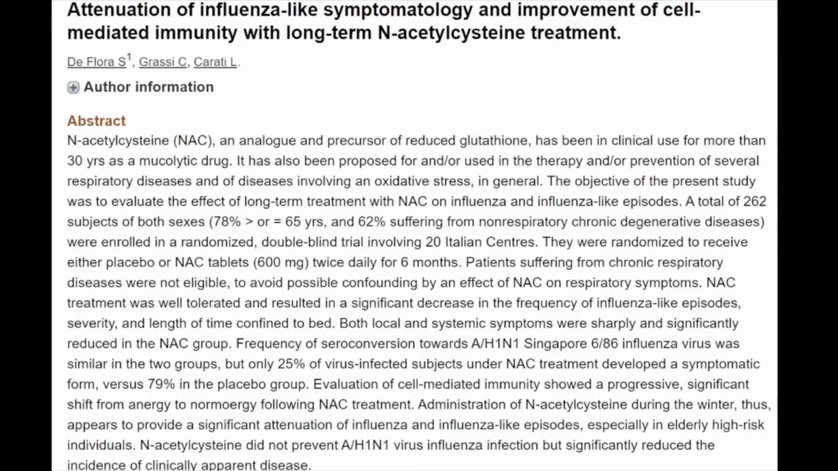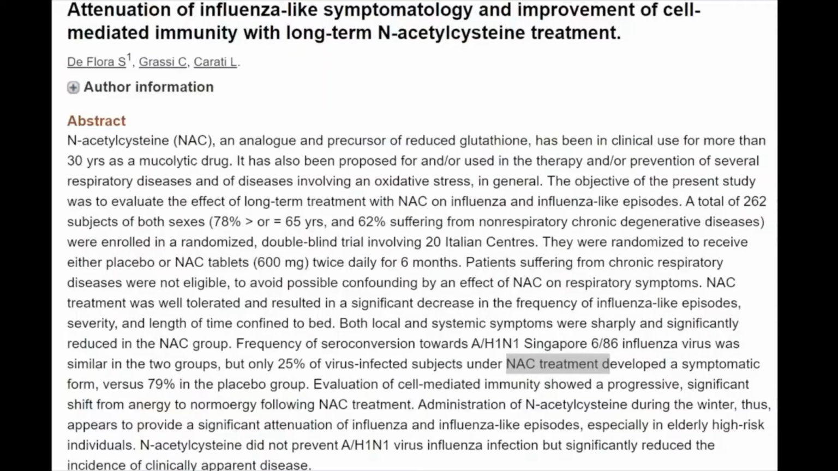And when they looked at how many people came down with the H1N1 flu, there was no difference. Both groups came down with the same amount of flu. But when they looked at which ones actually had symptomatic forms of the flu, the placebo group, 79% of them came down with symptomatic forms of the flu, whereas only 25% of those with NAC treatment. Wow, that's an absolute risk reduction of 0.5, which means you'd only need to treat 2 people to prevent one of them from getting the flu symptoms.